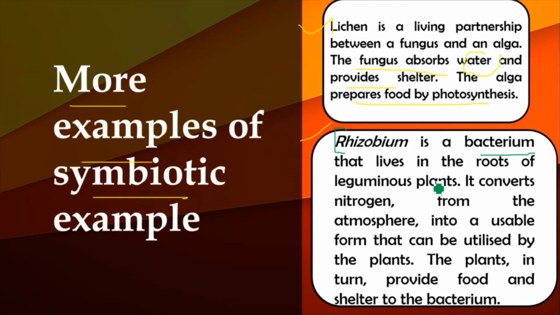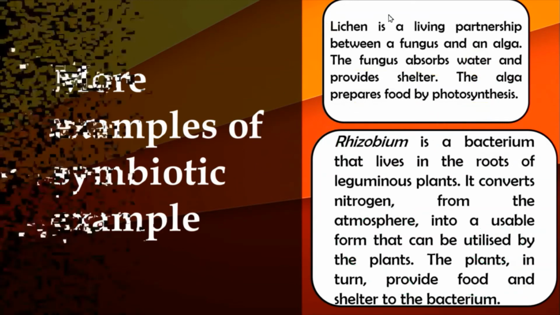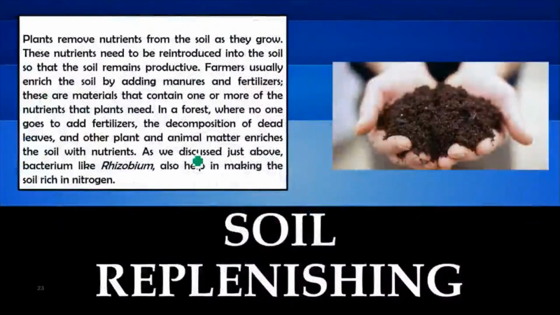This bacteria converts the nitrogen from the atmosphere into usable form that can be utilized by the plant. The plant in turn provides food and shelter to the bacterium. Which bacterium? The Rhizobium bacterium. So this is the same concept which we learned in the autotrophic nutrition when we were studying nitrogenous requirements.